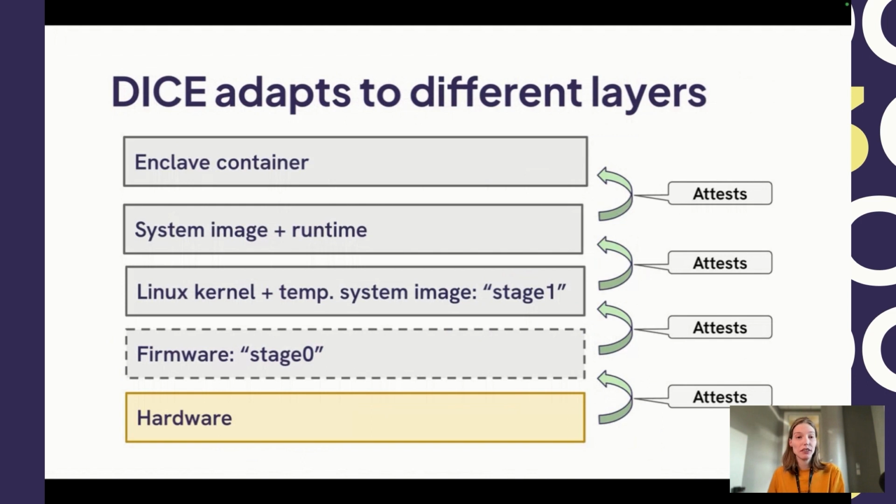And the nice thing about DICE is that it also adapts to different stacks. For example, as another solution, we have something called OAK Containers, which consists also of the stage 0 firmware, but on top of that running a Linux kernel and two system images that eventually load a Docker container. And in this case, the principle is the same, where each stage generates an ephemeral key pair, which is endorsed by the prior stage, and then it measures the next stage and endorses that key pair.